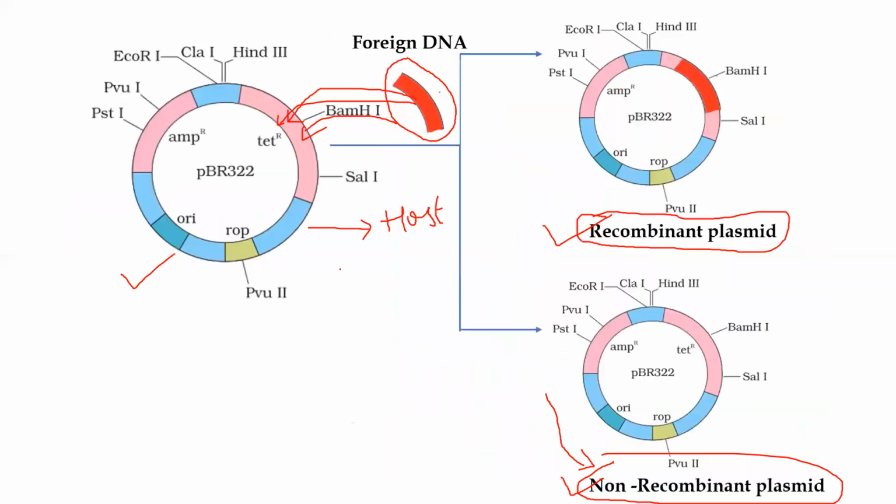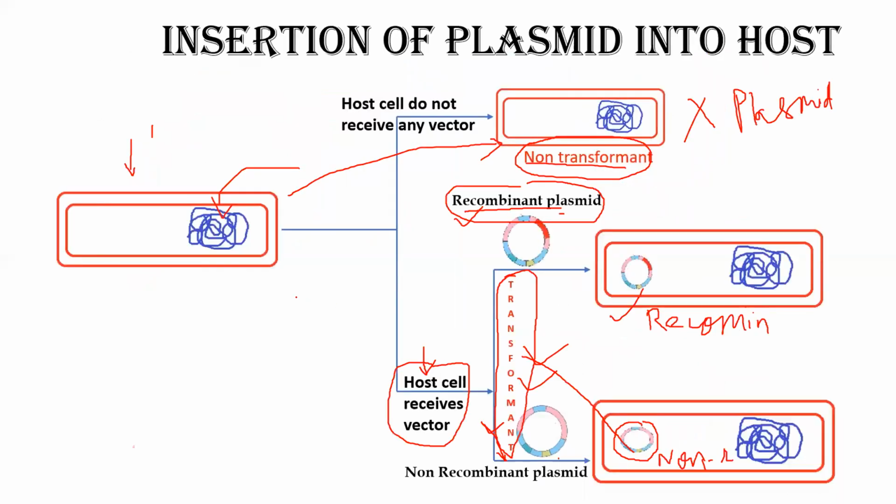Once again, I'm repeating, there are two types of plasmid, recombinant plasmid and non-recombinant plasmid. The plasmid with our foreign DNA is a recombinant plasmid. The plasmid without our foreign DNA, in which the attachment failed, is known as a non-recombinant plasmid. Now, when you insert the plasmid into the host, there are three possibilities. Either it does not receive the plasmid. In such a case, we call it a non-transformant.